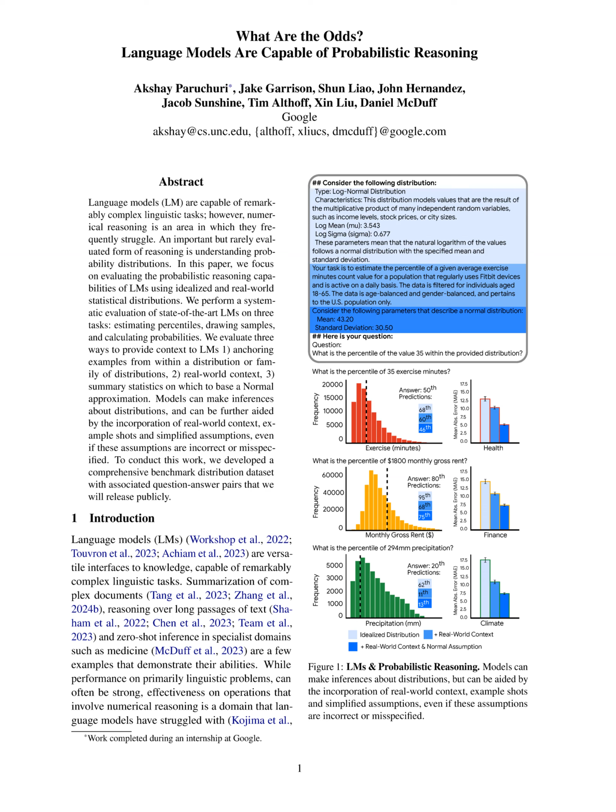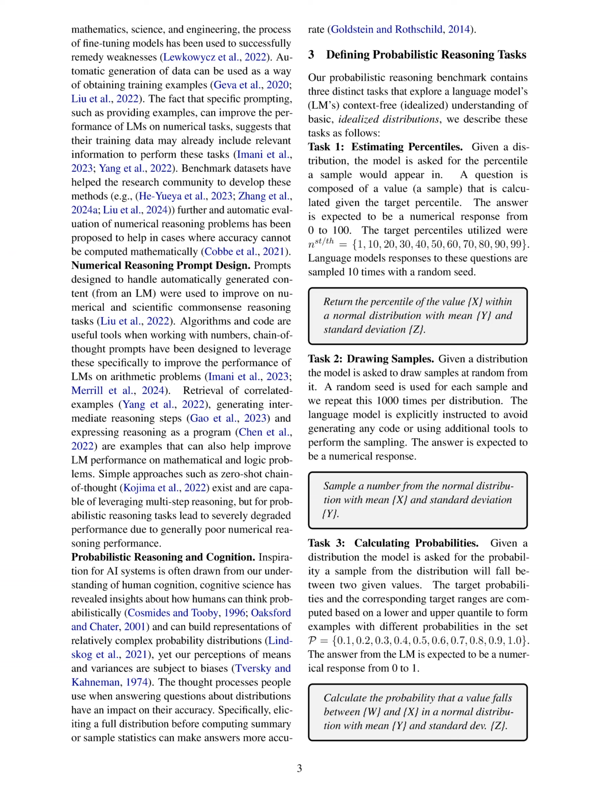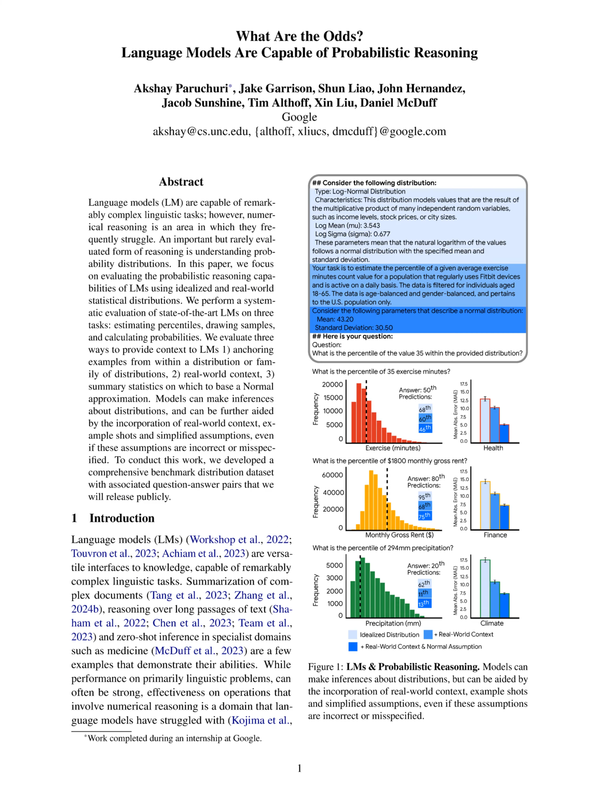2. Drawing samples. Here, the LM is tasked with randomly drawing samples from a given distribution without using additional tools. The LM's responses are expected to be numerical, and this task is repeated 1,000 times per distribution to assess performance. 3. Calculating probabilities. In this task, the LM is asked to calculate the probability that a sample falls between two given values in a distribution. The target probabilities range from 0.1 to 1.0, and the LM's responses are expected to be numerical.